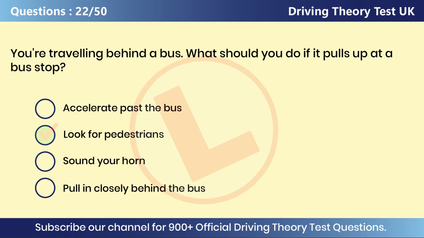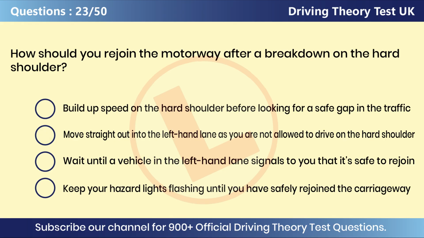B. Look for pedestrians. Question 23. How should you rejoin the motorway after a breakdown on the hard shoulder? A. Build up speed on the hard shoulder before looking for a safe gap in the traffic. B. Move straight out into the left-hand lane as you are not allowed to drive on the hard shoulder. C. Wait until a vehicle in the left-hand lane signals to you that it's safe to rejoin. D. Keep your hazard lights flashing until you have safely rejoined the carriageway.